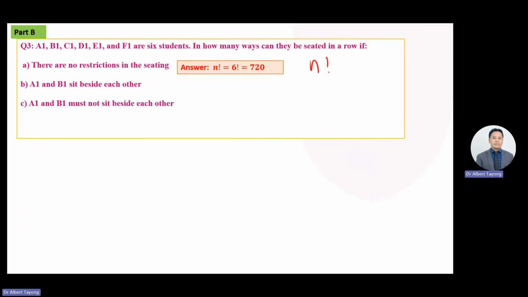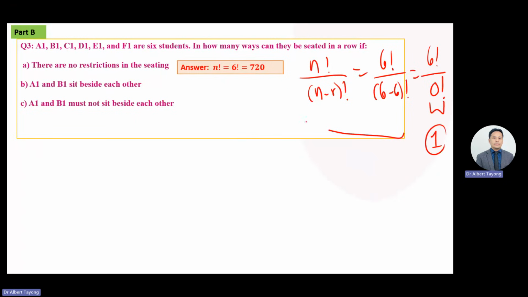Of course, you can use the formula. This will become 6 factorial over 6 minus 6 factorial, becomes 6 factorial over 0 factorial. And 0 factorial is 1. So it will come back to 6 factorial, which is equal to 720.